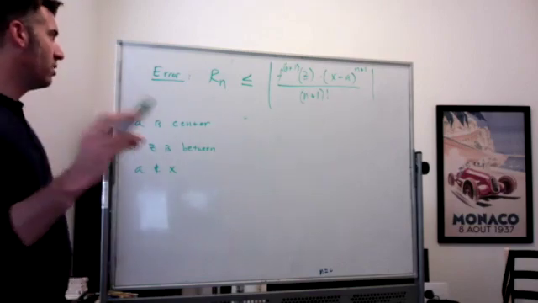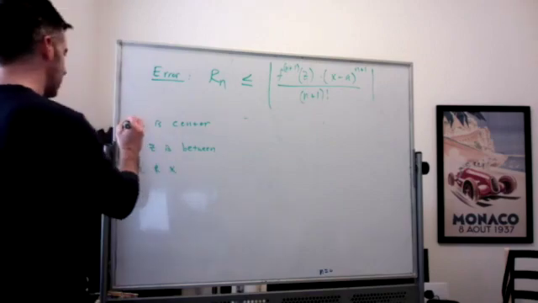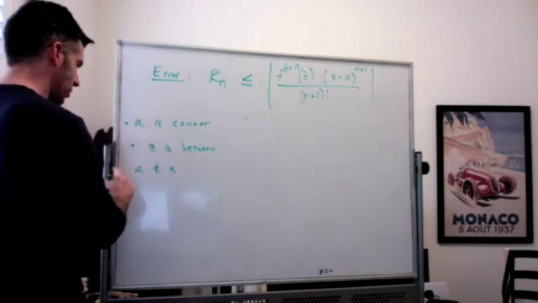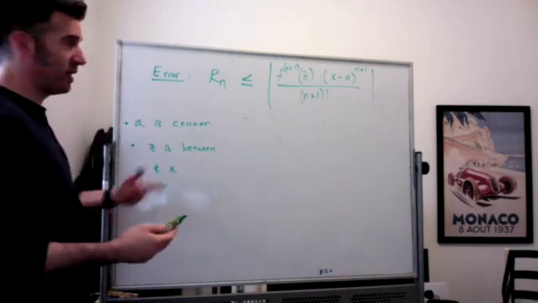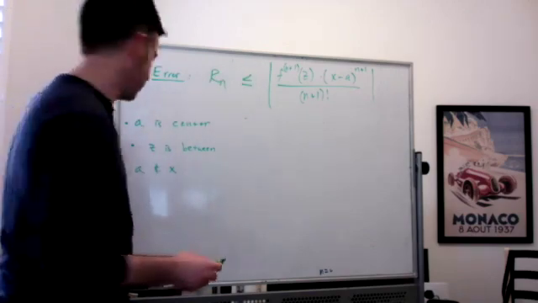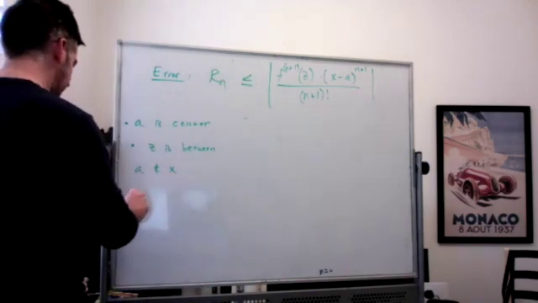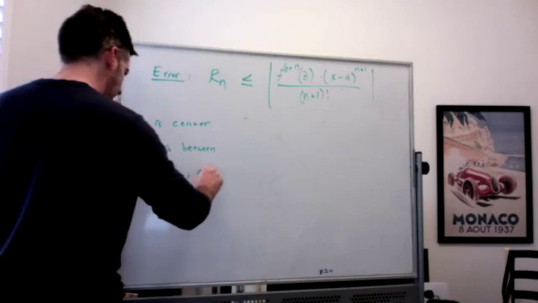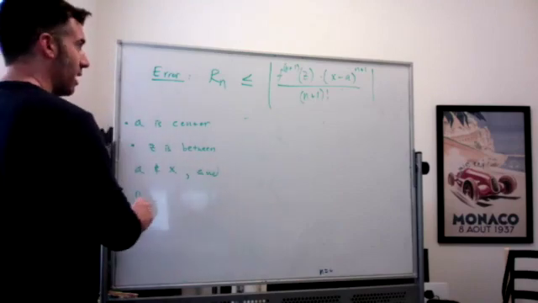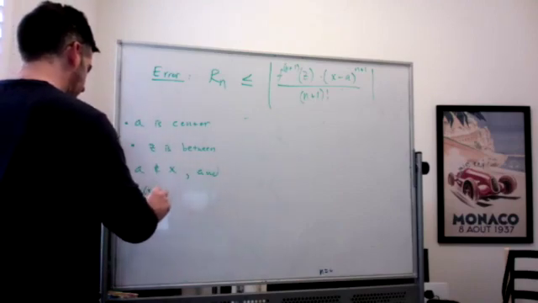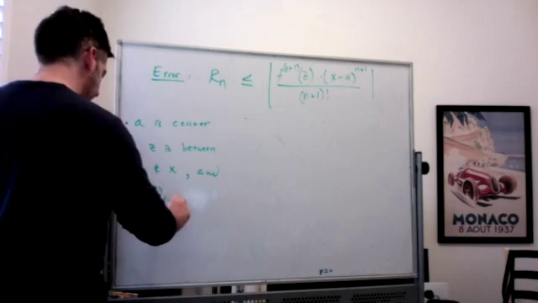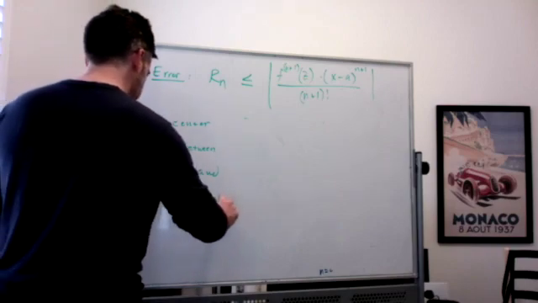And yeah, specifically, a is the center, z is between a and x, and it's also the place where the n plus 1 derivative is maximized. So z is between a and x, and the n plus 1 derivative at z is as large as possible.